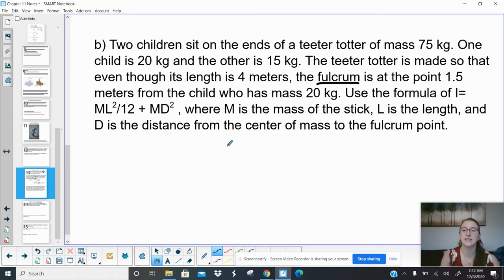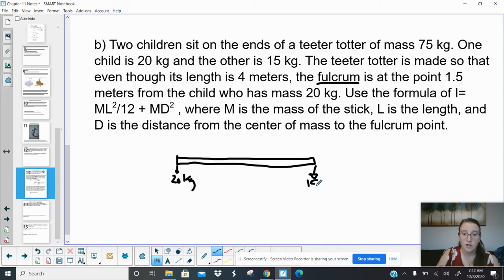What the fulcrum is, it's the balancing point. So if you're on a teeter-totter, wherever they put the balancing point, it is at a point 1.5 meters from the child who has a mass 20 kilograms. So the children are here on the ends. There's 20 kilograms. There's 15 kilograms. So we're just going to pretend they are on the exact ends, yeah? So they are exactly the same distance from center.